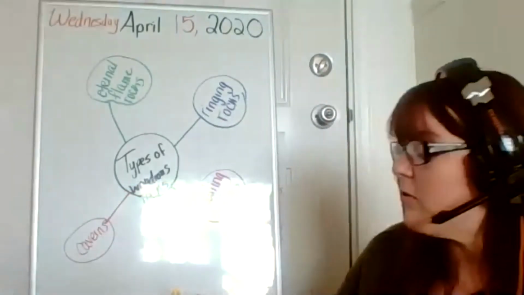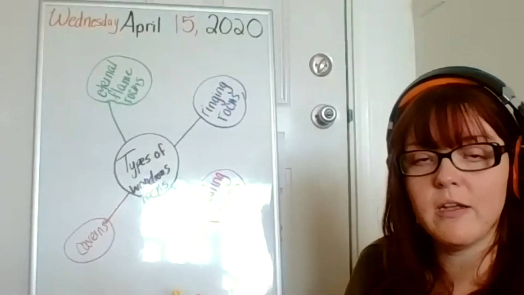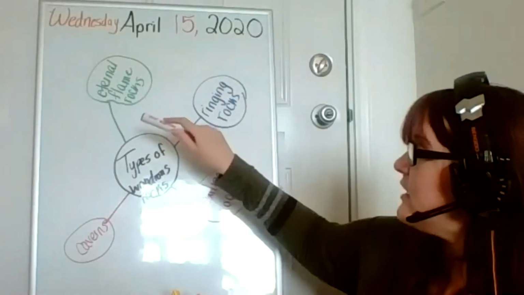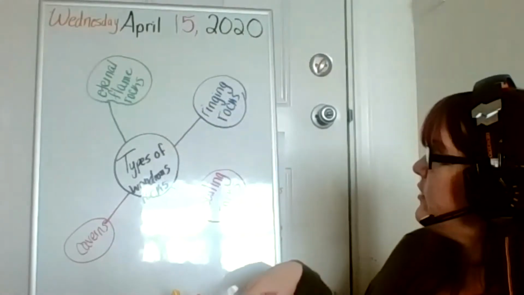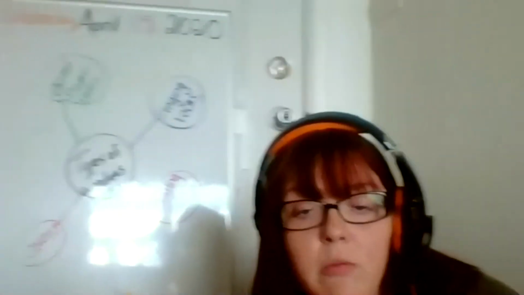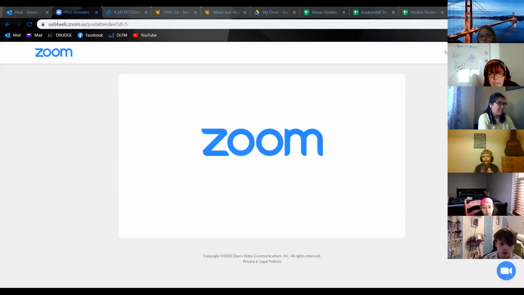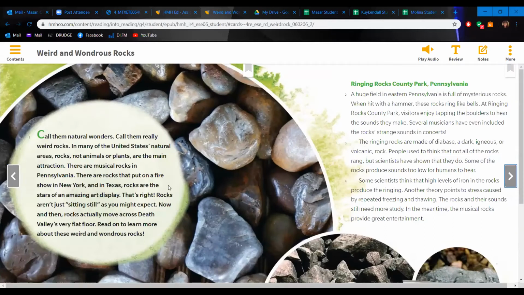So in your prompt, you were told to choose one of the types of rocks, describe it, and explain what makes it wondrous, what makes it special. So let's look a little bit deeper about each type of rock and let's give some details about them. Let's start with the ringing rocks because that was first in your text. And to help us, I'm gonna be real nice. I'm gonna share my screen. I'm going to go to that section of the text about the ringing rocks so you guys can look at it.